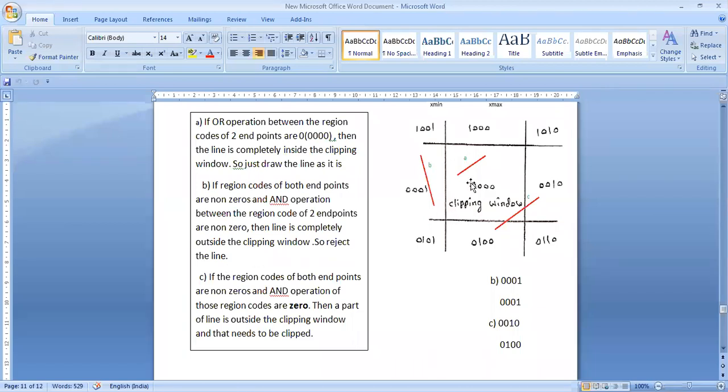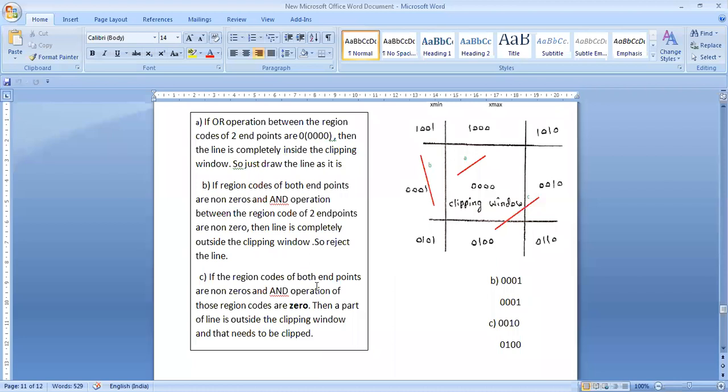If the OR operation between the two endpoints is 0, 0, 0, 0, then the complete line is inside. If both the endpoints are non-zero and the AND operation between the endpoints also turns out to be non-zero, then the line is completely outside the clipping window. Now come to the third case, where a part of the line is inside and a part of the line is outside.